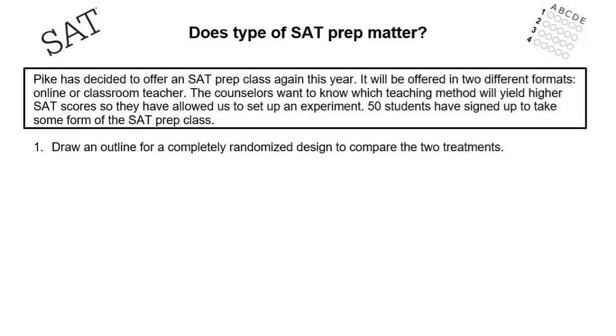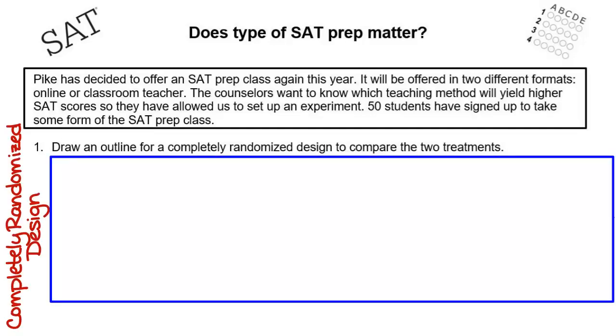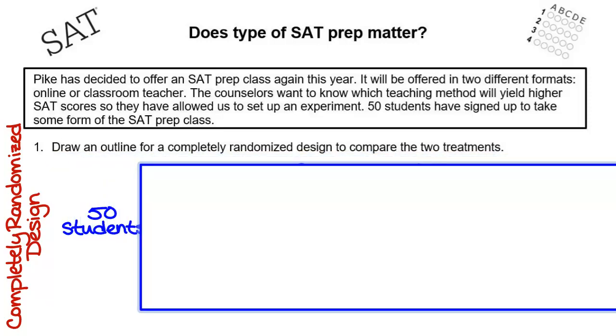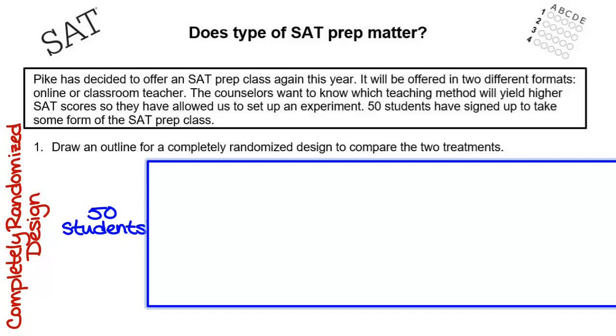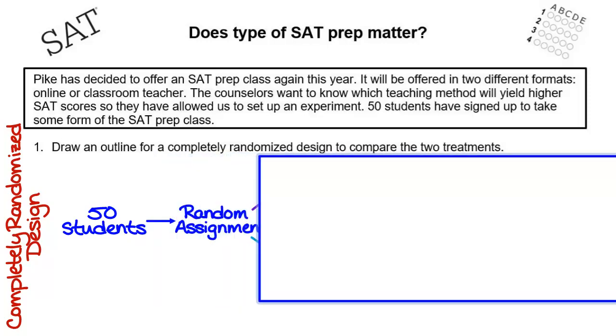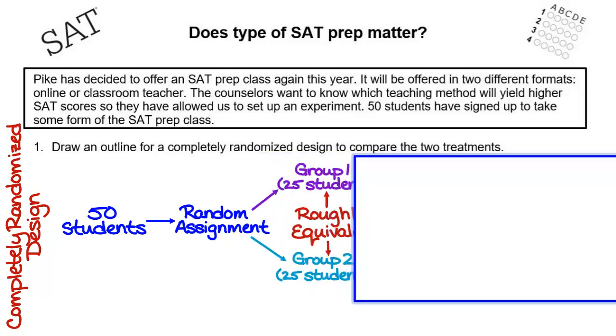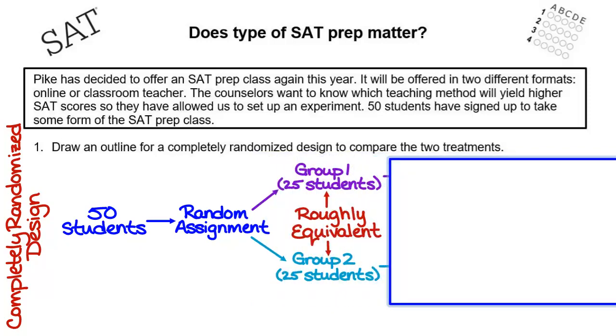All right, let's look at your outline and compare it to mine. So again, this is for a completely randomized design. What do you need to start off with? 50 students. And then what are we going to do with those 50 students? Randomly assign them to what? Groups of 25. Remember, we want our groups to be roughly equivalent.